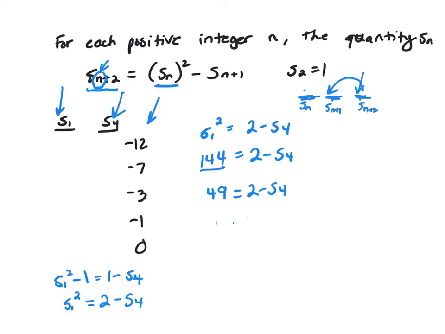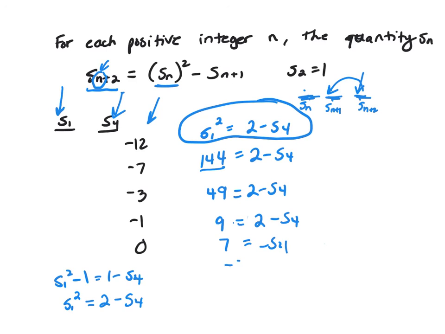Negative 3 squared, now I'm plugging in here in case you've gotten confused. Negative 3 squared is 9 equals 2 minus S sub 4, and that gives me 7 equals a negative S sub 4, negative 7 equals S sub 4. So that means S sub 1 was a negative 3, that worked. And negative 7 is S sub 4. You can stop right there, and the other ones aren't going to work.